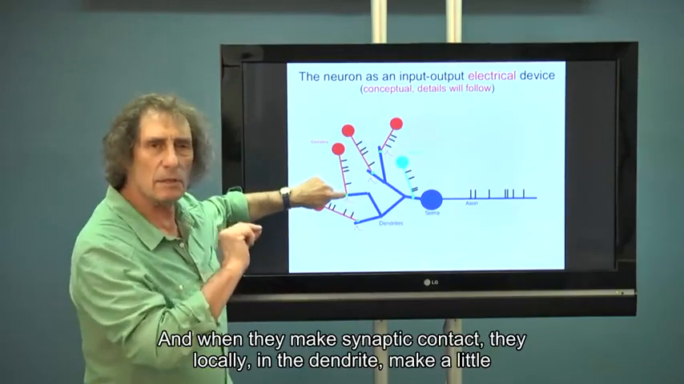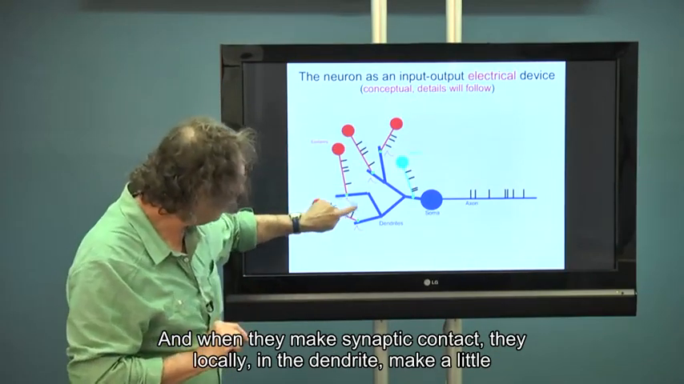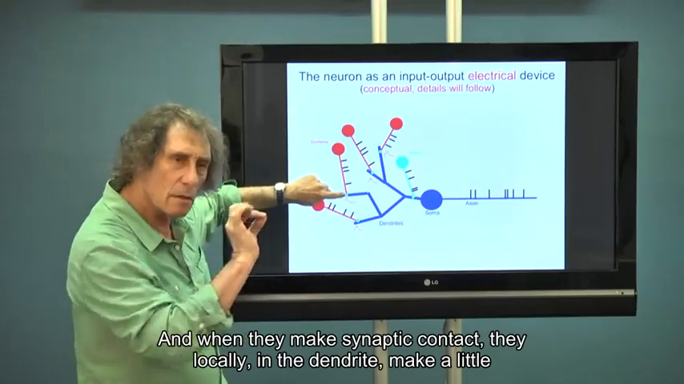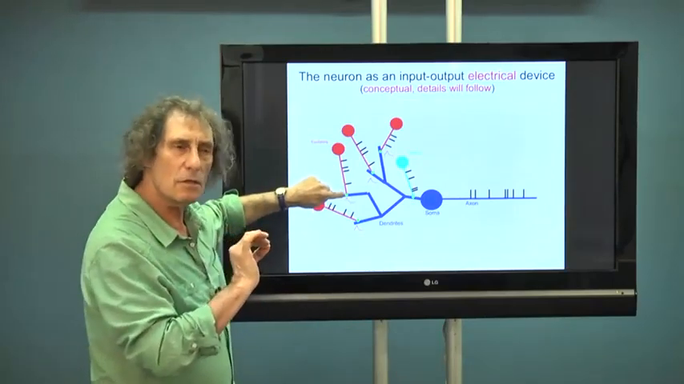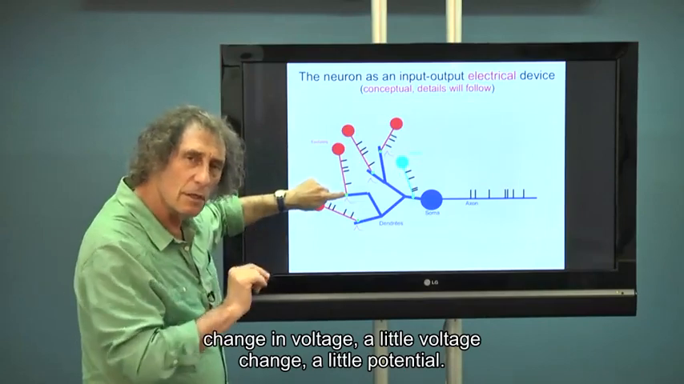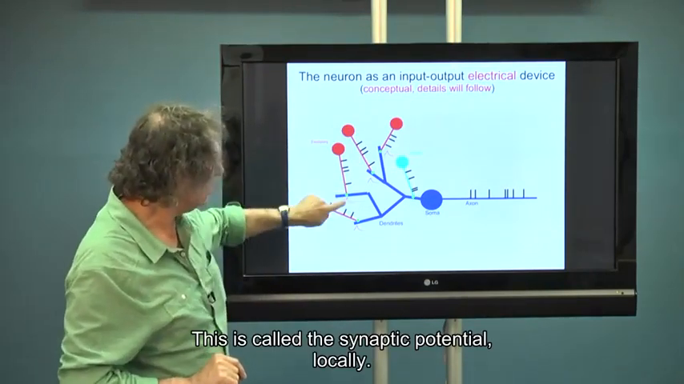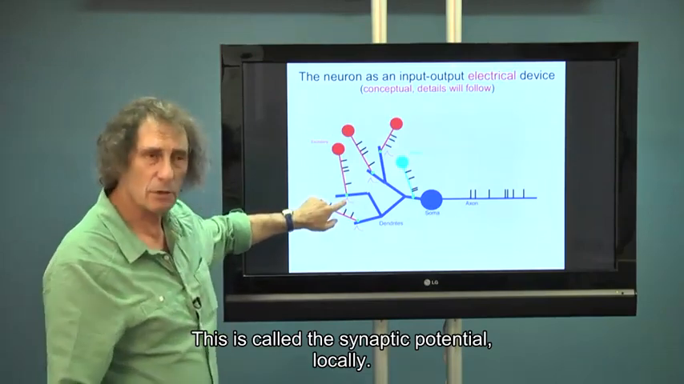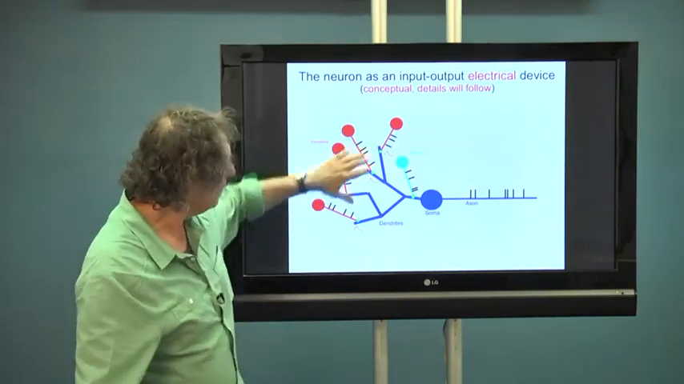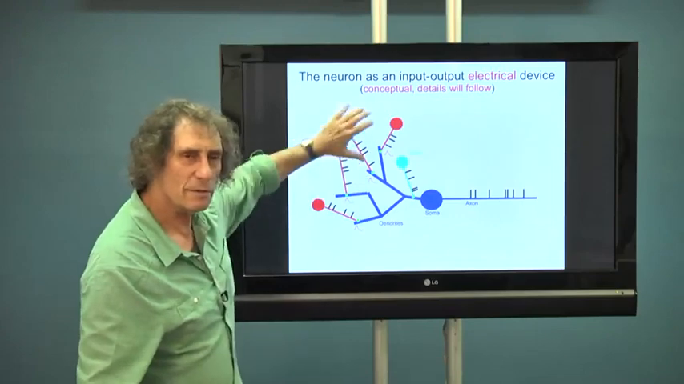And when they make synaptic contact, they locally, in the dendrite, make a little change in voltage, a little potential. This is called the synaptic potential, locally. So these are all the red neurons.